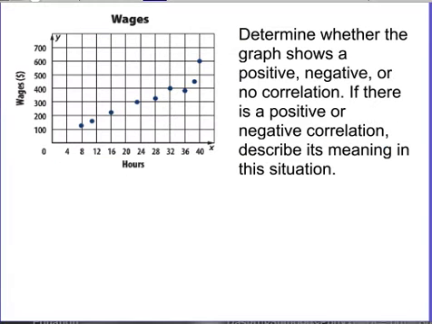All right, let's look at an example. Determine whether the graph shows a positive, negative, or no correlation. If there is a positive or negative correlation, describe its meaning in this situation. Okay, so Joaquin? It has a positive correlation because as x increases, what does y do? Y increases as well. So the further we move to the right across the graph, the higher we would expect the y value to be. Okay, so specifically related to this graph then, what does a positive correlation mean? Going up.